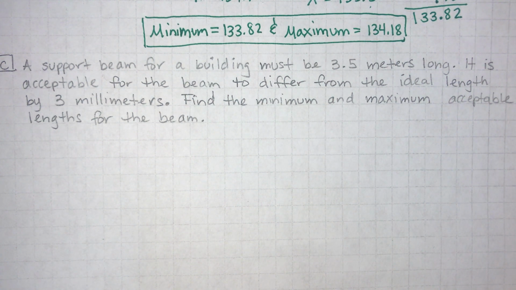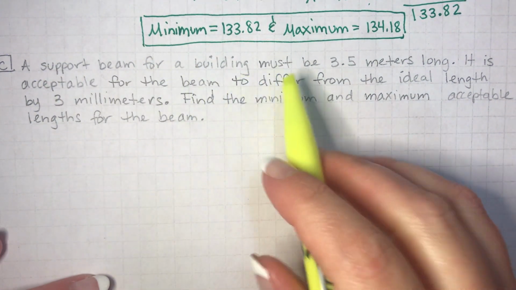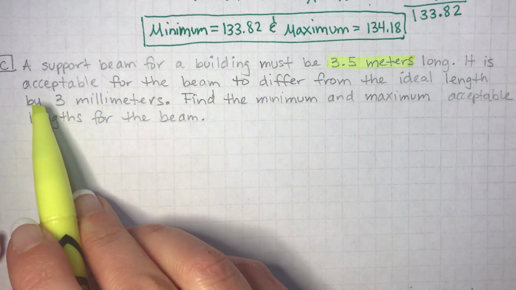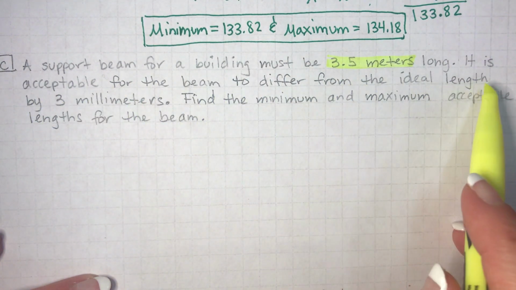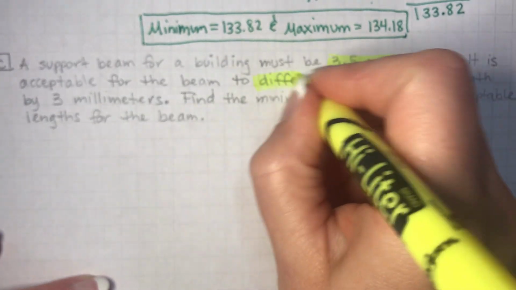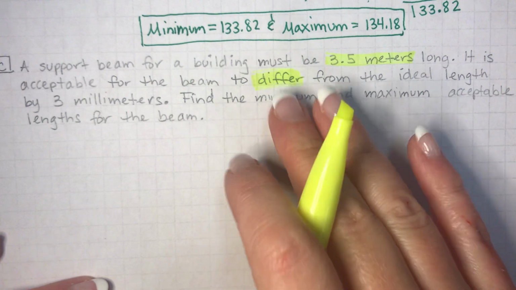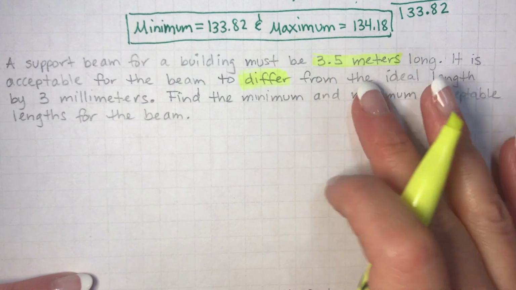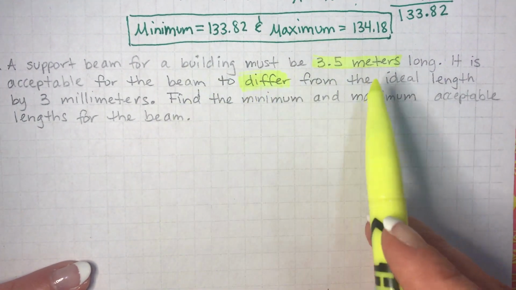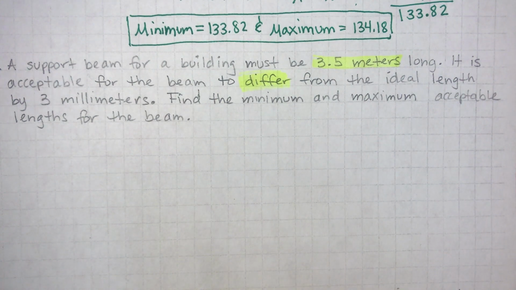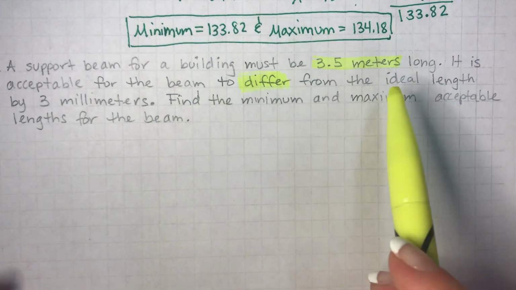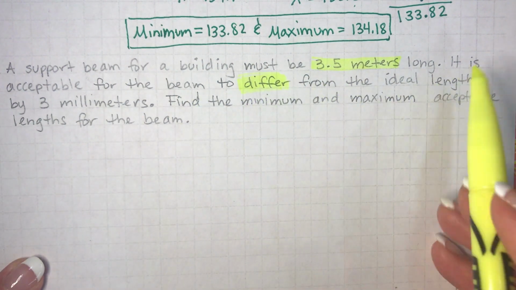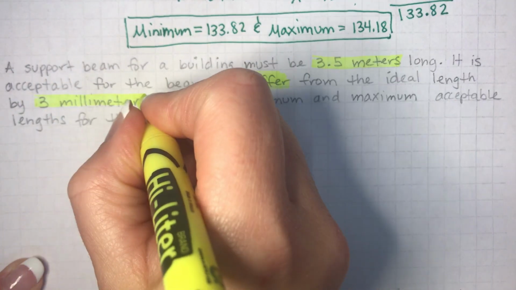Okay, what is the important information? A support beam for a building must be 3.5 meters long. Okay, so that's how long it is. It's acceptable for the beam to differ from the ideal length. So we know that it's differing, right? That's a key word that lets us know that we're dealing with an absolute value equation story problem, okay? That differing, it can be this or it can be that. Boom, you should know it's an absolute value, okay? Anytime you're reading something and you're like, it could be this or that, that's going to be absolute value. Okay. So it can differ from the ideal length by 3 millimeters, okay?